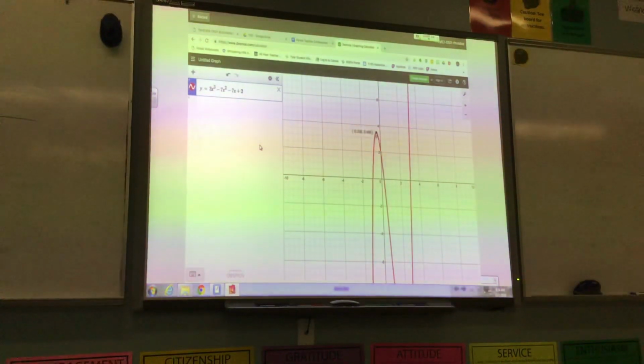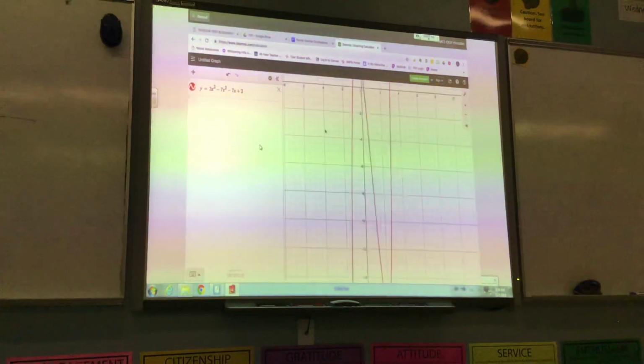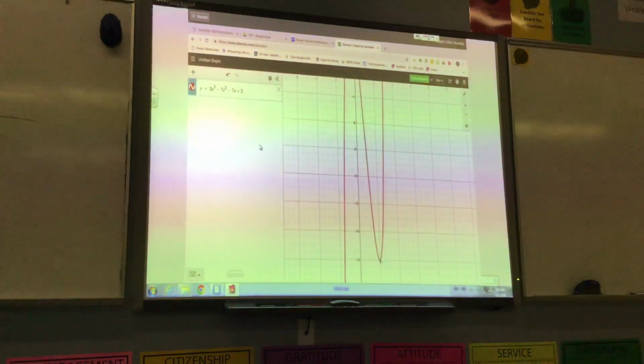Okay, so this graph has a maximum, and this number right here is the negative 0.398, which is exactly what we found. Then way down here, 1.954, which is also exactly what we found.